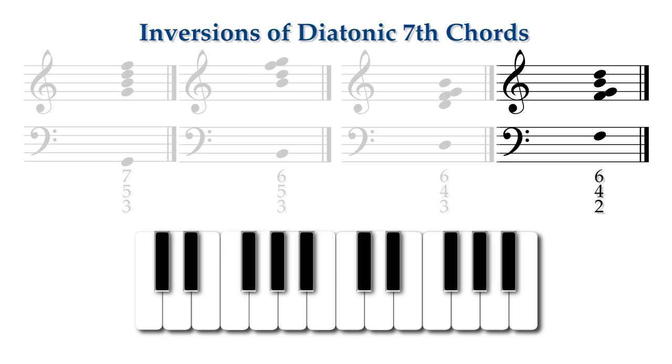A seventh chord rearranged so that the seventh of the chord is in the bass will have the figures 6, 4, 2. The 6 points to the fifth of the chord, the 4 points to the third of the chord, and the 2 points to the root of the chord. This is third inversion.